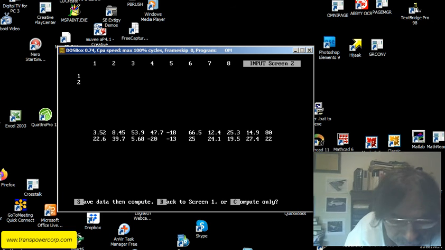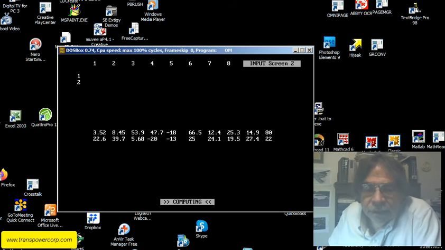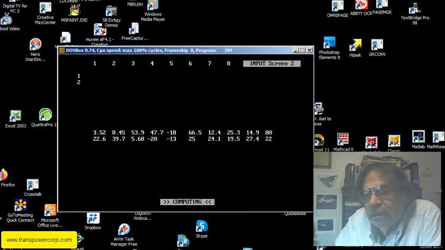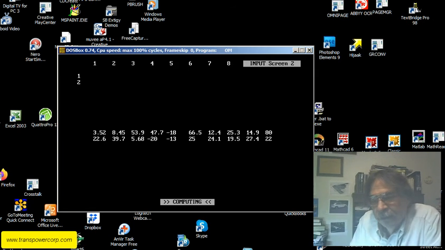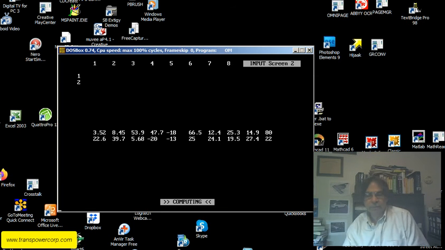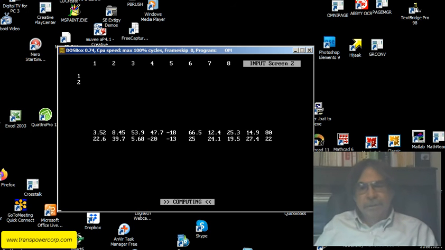So now we just compute. You can see it's computing. This is going to take a while because it's going through some pretty challenging mathematics. So I'm just going to lean back here and let it compute.